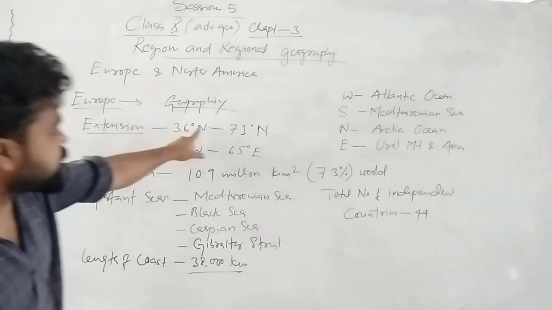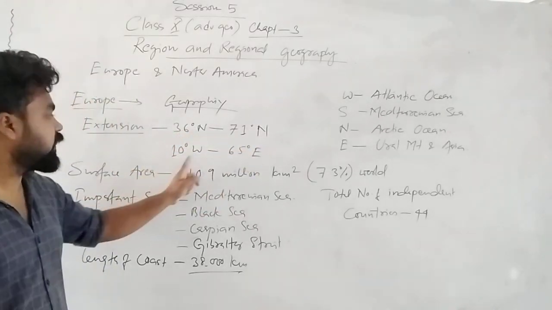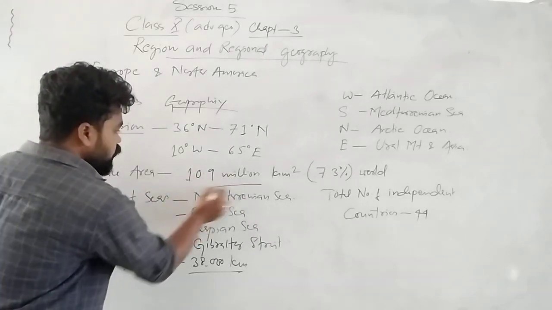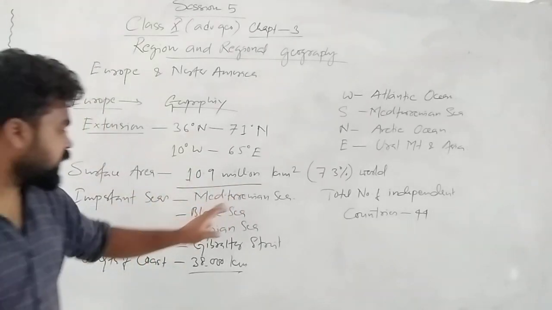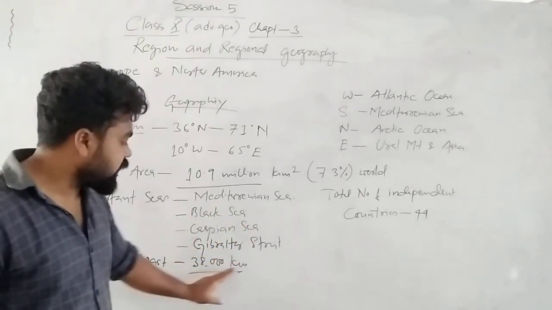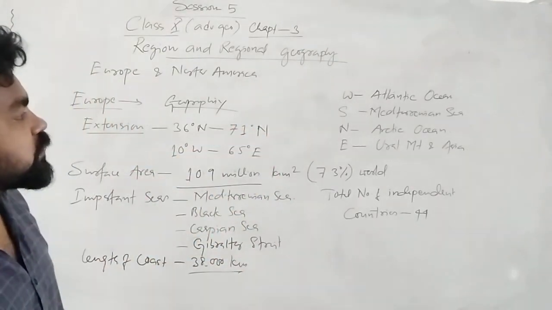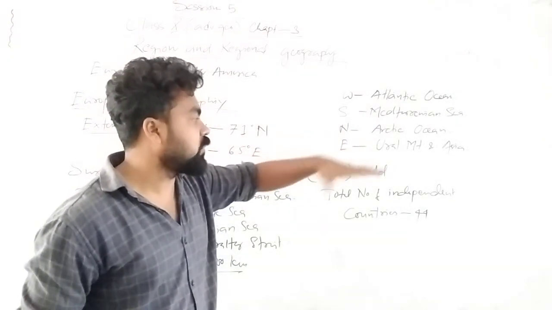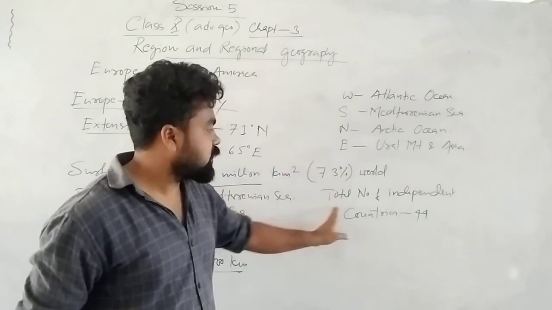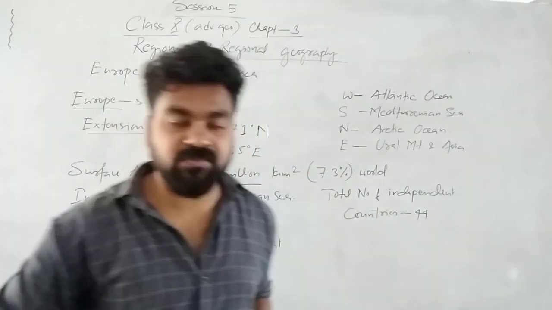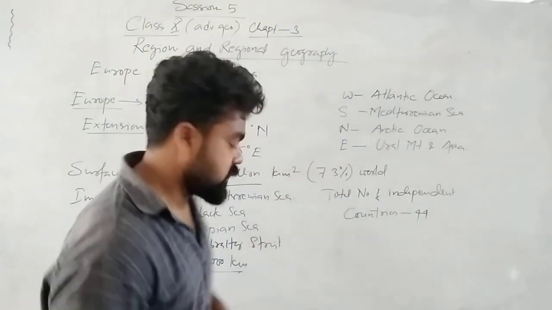Extension is 36 degree north to 71 degree north, 10 degree west to 65 degree east. Surface area is 10 million kilometers square. Important seas: Mediterranean Sea, Black Sea, Caspian Sea, Gibraltar Strait. Length of the coast 38,000 km. West Atlantic Ocean, Mediterranean Sea, North Arctic Ocean, Ural Mountain and Asia. And total number of independent countries is 44. If a question comes to give a brief description about Europe, you can write all these things.